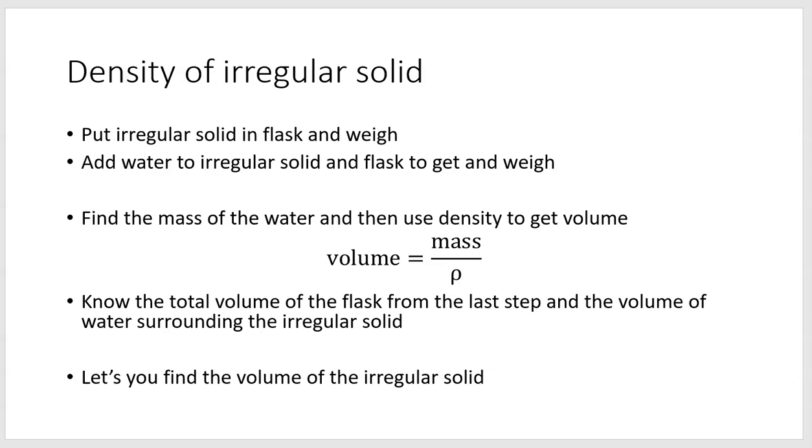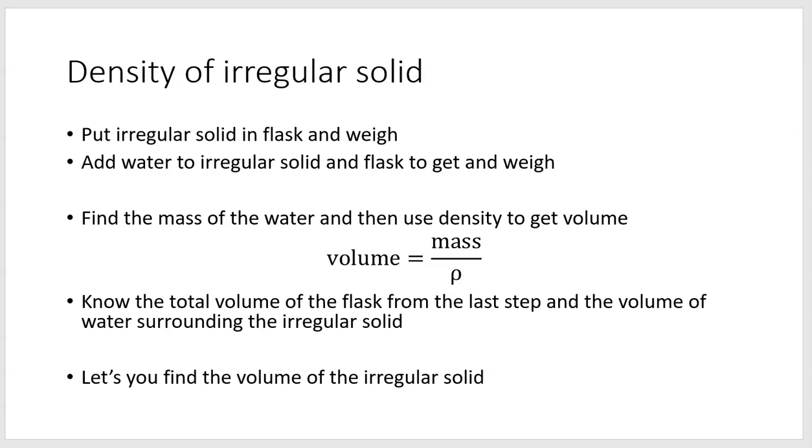And the difference between the empty flask and this flask with the irregular solid will tell us the irregular solid's mass. And then we're going to add water to the irregular solid in the flask, and we're going to weigh it again. And then taking away that measurement from the mass of the irregular solid and the flask, we can find the mass of the water.